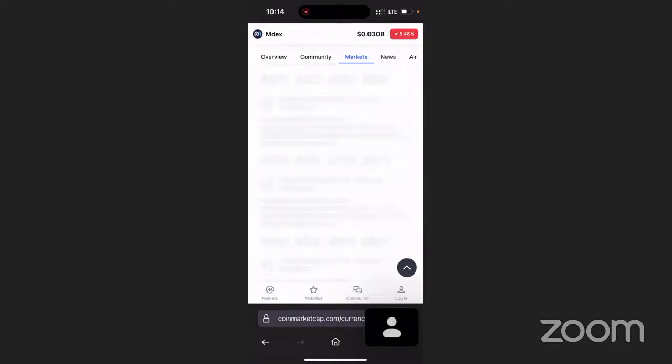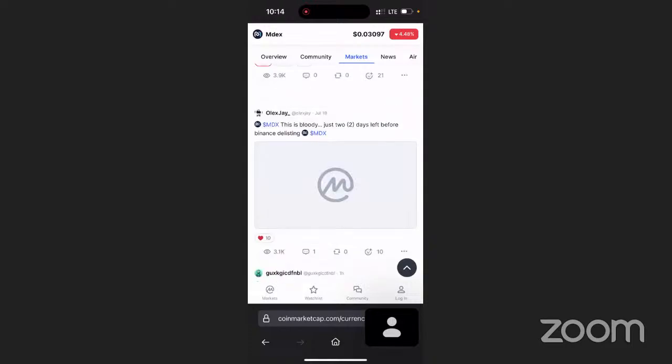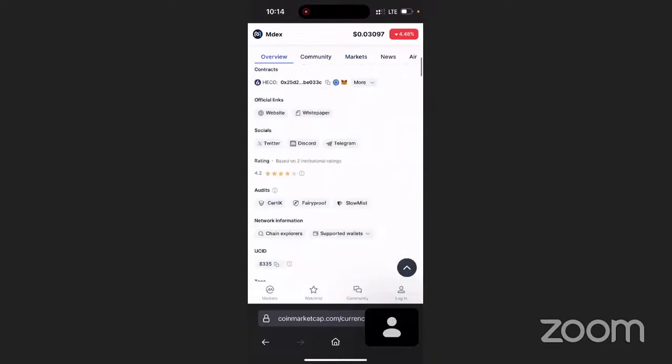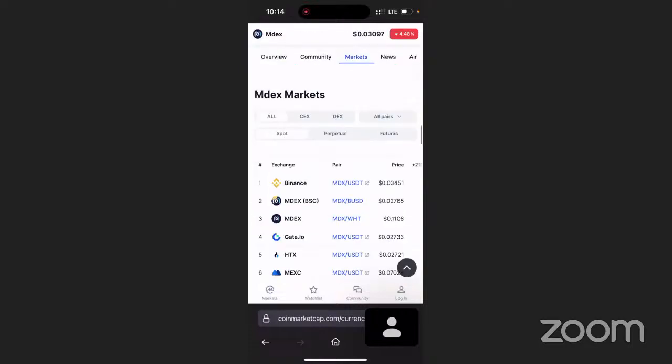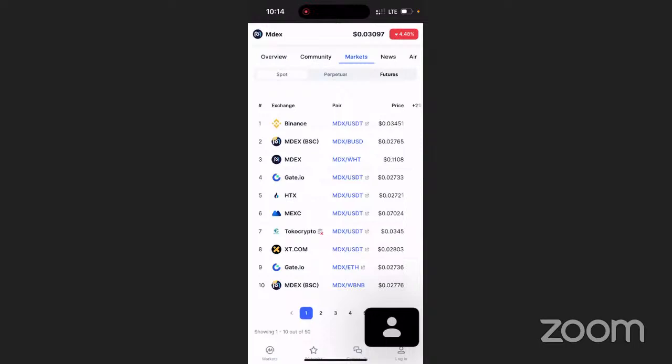If your coin has been delisted, I've had so many people inviting me on private calls to help. That's why I came here, so that I could help at once. Come to markets and use this MDX on Gate.io or MEXC. Download any of these two. By the way, MEXC is still at a very good price.